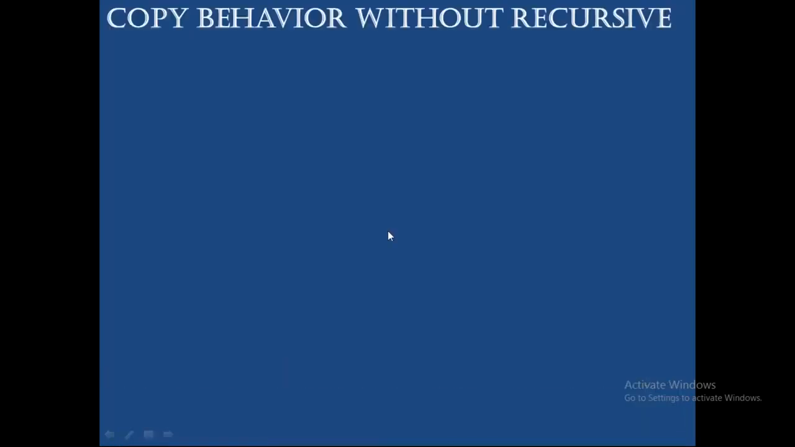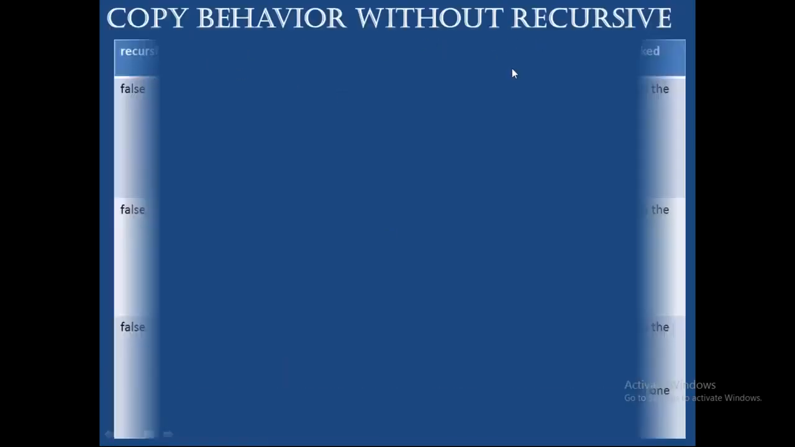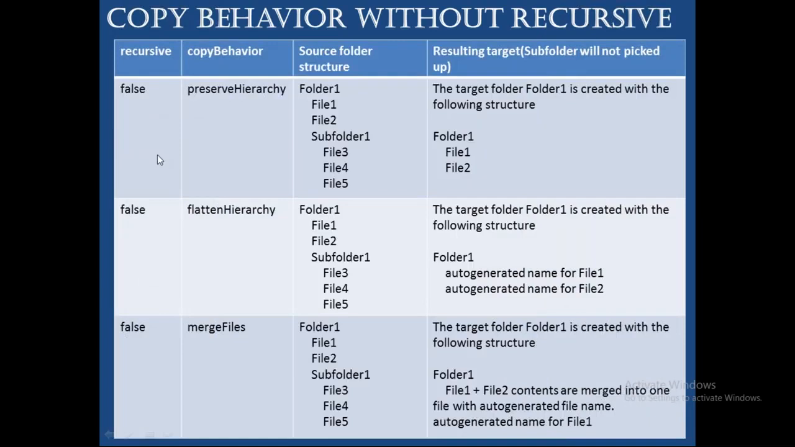Now let's go with copy behavior without recursive. So let's say recursive, see all these, recursive is nothing but false here. In all these cases, recursive is false. Let's go with preserve hierarchy. In this case, what happens? Folder 1 is having file 1, file 2, and the subfolder is having file 3, file 4, file 5. Now, if recursive is false, you are not using recursive, and copy behavior is preserve hierarchy, then what happens? It will ignore the subfolder and it will consider only the root folder files, file 1 and file 2. It will copy them into your target, your sink.